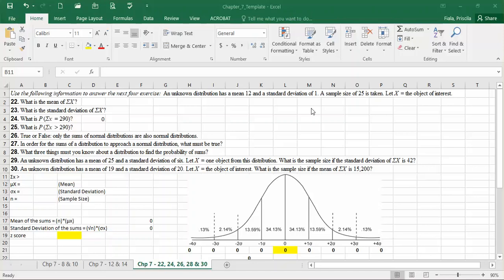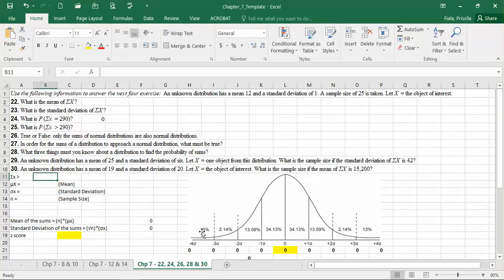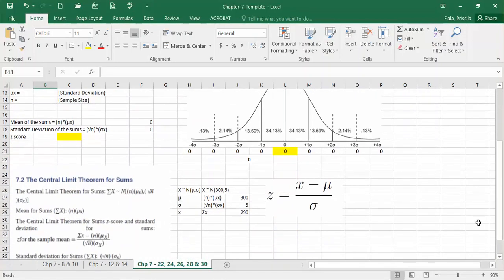Unfortunately, I did not assign any problems for the CLT for the simple means, which is when we have two values and we are trying to define the mean between two values. We're just using for all these problems the CLT for sums, and I have gone over all these values, so by now you should be familiar.